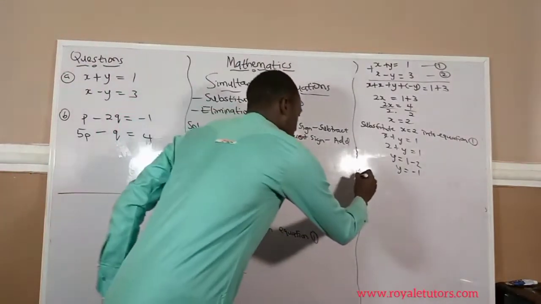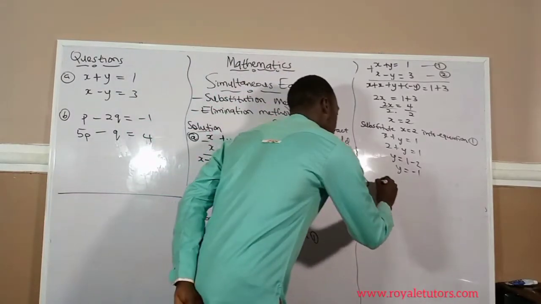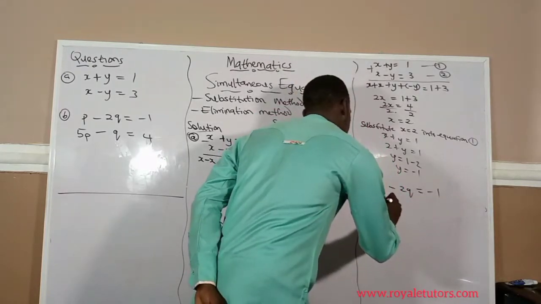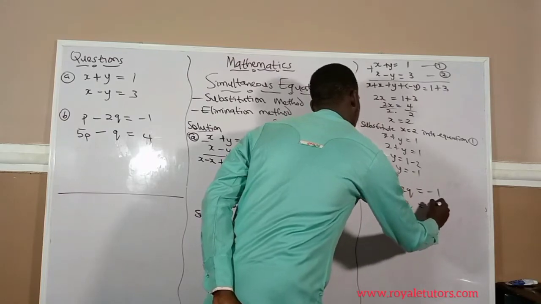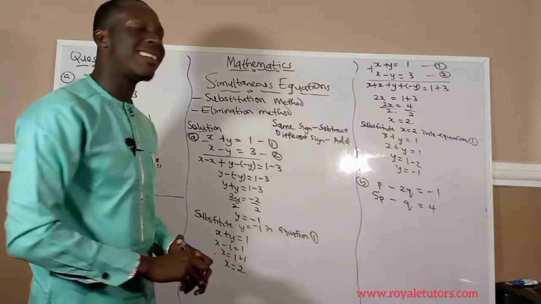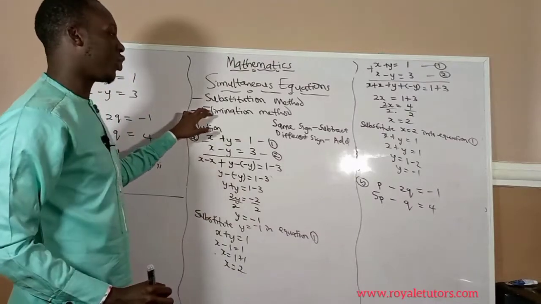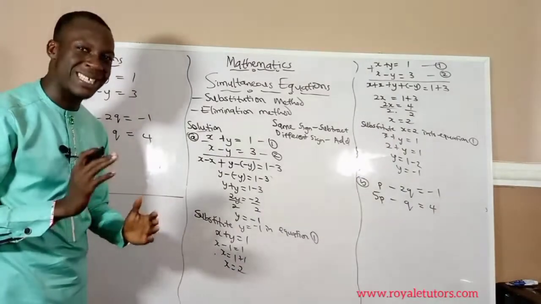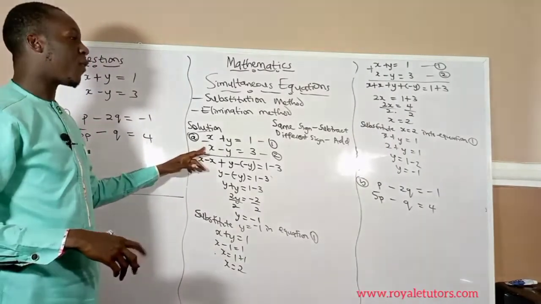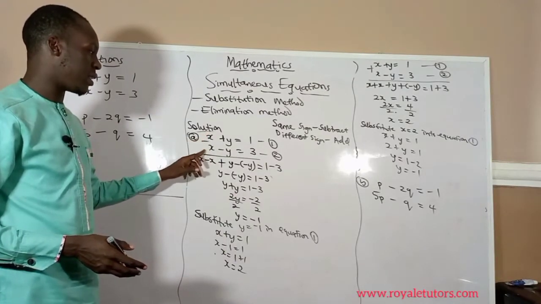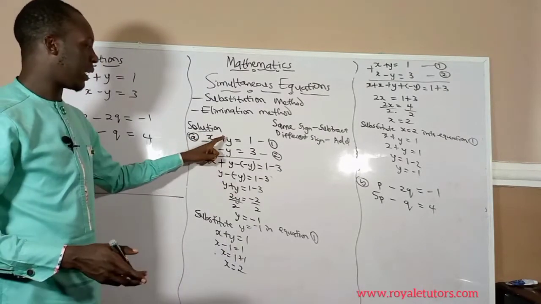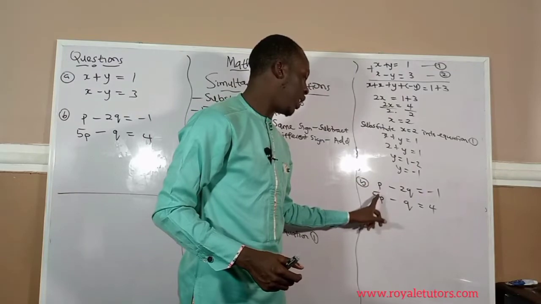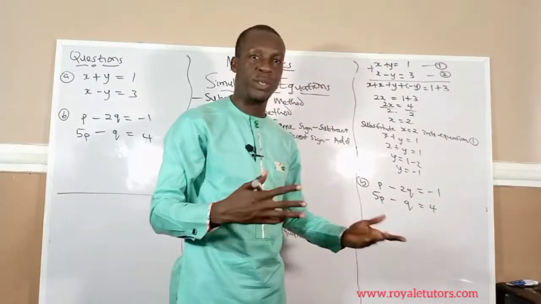Now let's solve the next question. Question B. p minus 2q is equal to minus 1 and 5p minus q is equal to 4. Now, another thing that is important in the elimination method is that the coefficient of the variable that you choose to eliminate must be the same. It was easy for us here because the coefficients of x in equation 1 and equation 2 are both 1, and that of y too are both 1. But now that the coefficients in each of these variables are different, what do we do?